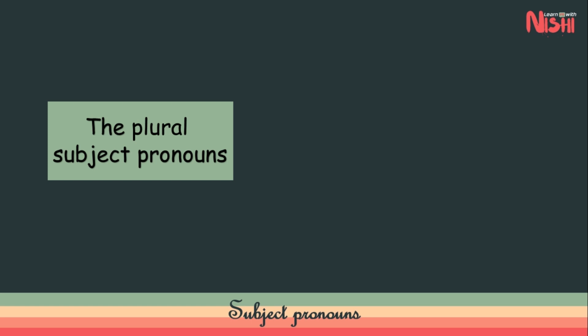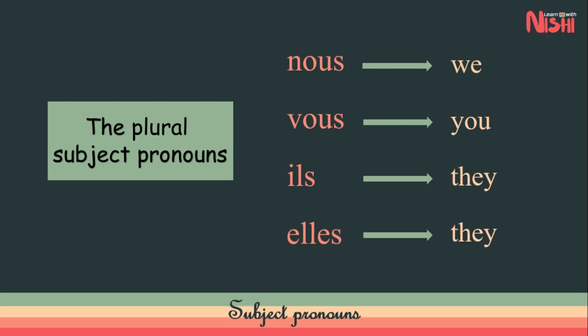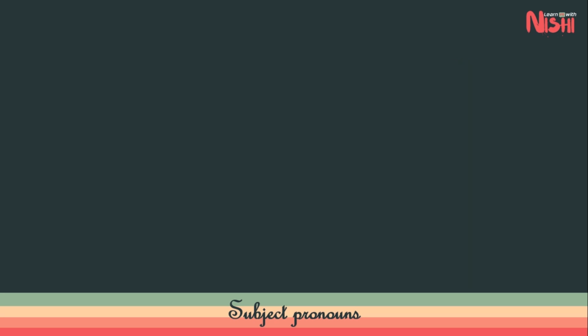The plural subject pronouns are nous, vous, ils, elles. Nous is we, vous is you, ils, they, elles, they. Listen to all the subject pronouns once again, and if you want, try to repeat after me.